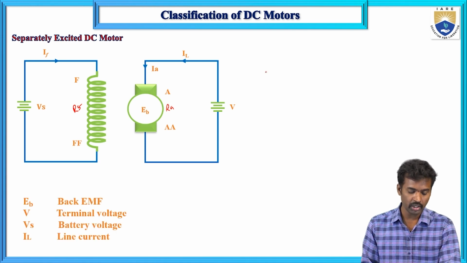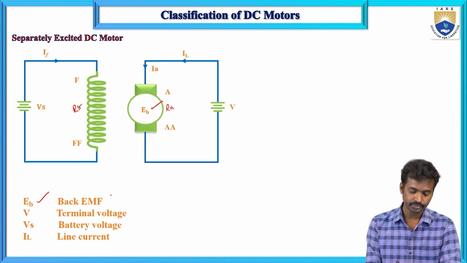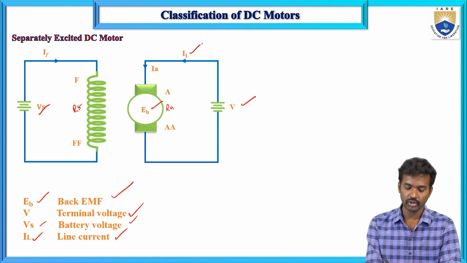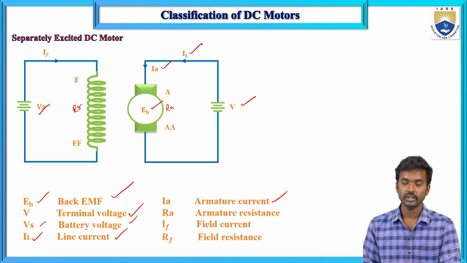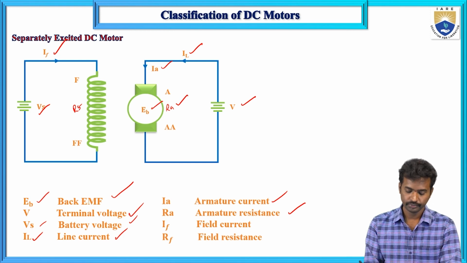Now let us see the terminology. EB is the back EMF and V is the terminal voltage, this one, and Vs is the battery voltage. Next, IL is the line current, this one. Next, IA is the armature current, this one, and RA is the armature resistance, this one, and IF is the field current, this one, and RF is the field resistance, this one. So these are the terminology.